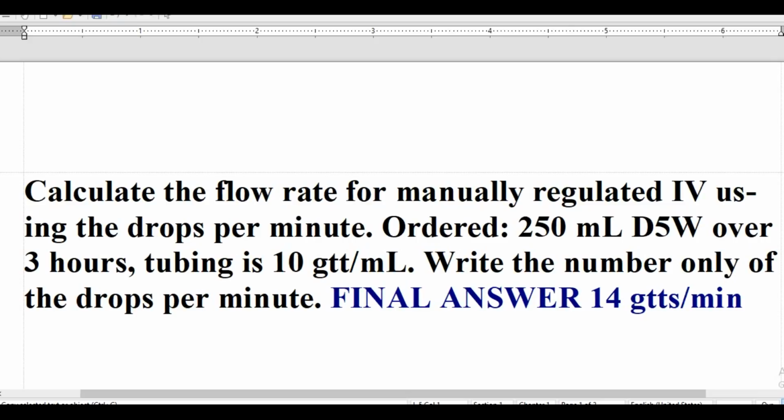Calculate the flow rate for a manually regulated IV using the drops per minute. The order is 250 milliliters in D5W over 3 hours. The tubing is 10 drops per milliliter. Write the number only of the drops per minute. All right, so without looking, what do we want to do first? We want to change the hours to minutes.